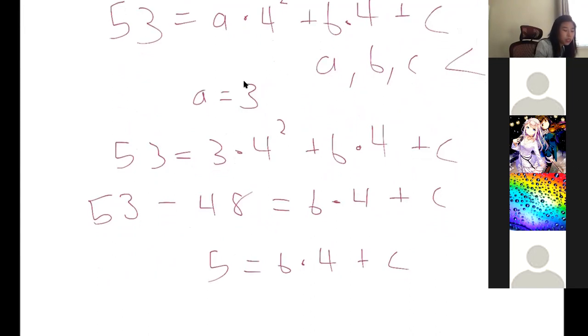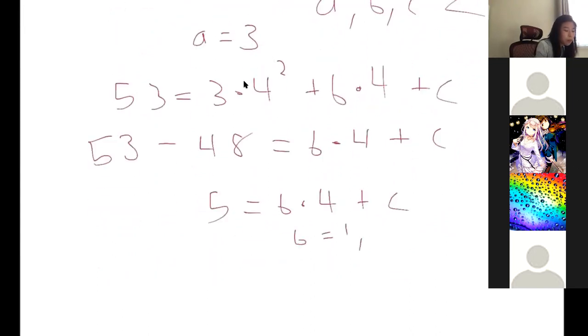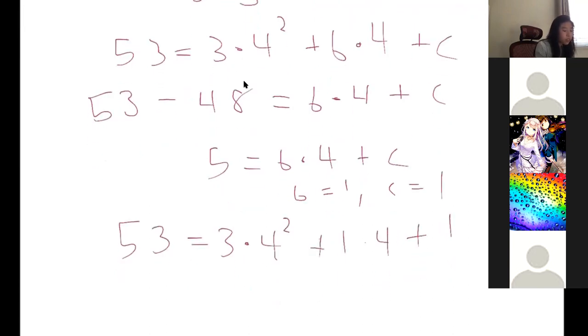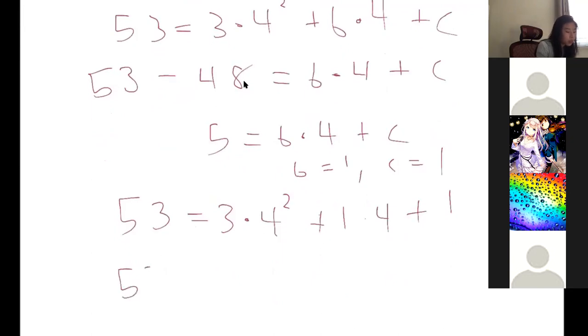Perfect, B is 1 and C is 1. Right, and now we found values such that, so now we know 53 is 3 times 4 squared plus 1 times 4 plus 1. So 53 base 10, if you convert it to base 4, this would be 3, 1, 1, base 4.